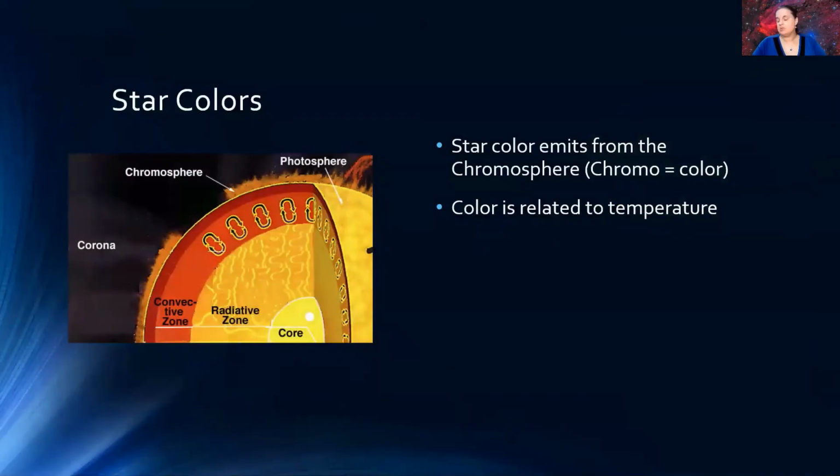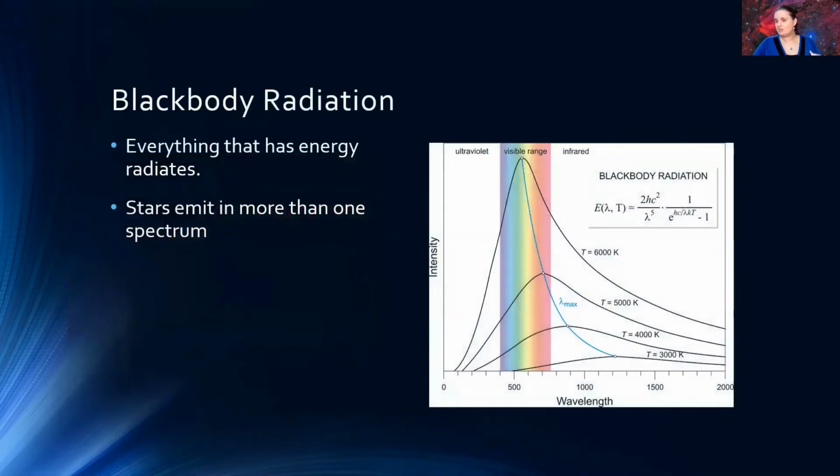And it was through several scientists that noticed that many star colors emit from the chromosphere, where the chromosphere is basically this surface just above the photosphere, which is the light sphere that we can see. And that color is basically related to its temperature. So how hot the star is basically determines the color that you would see. And this all dates back to black body radiation.